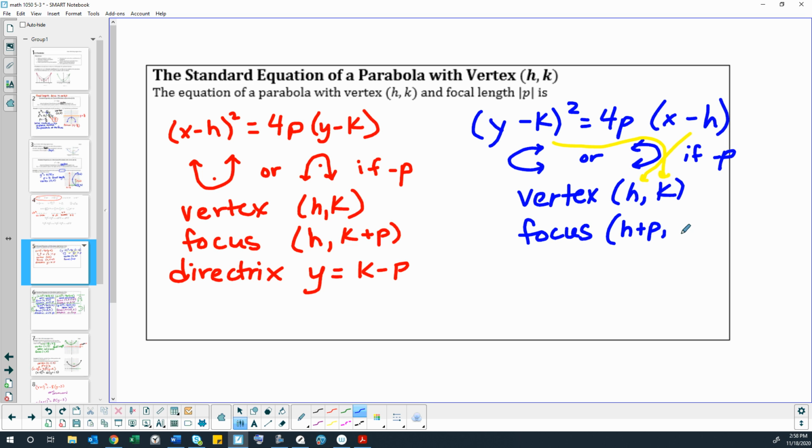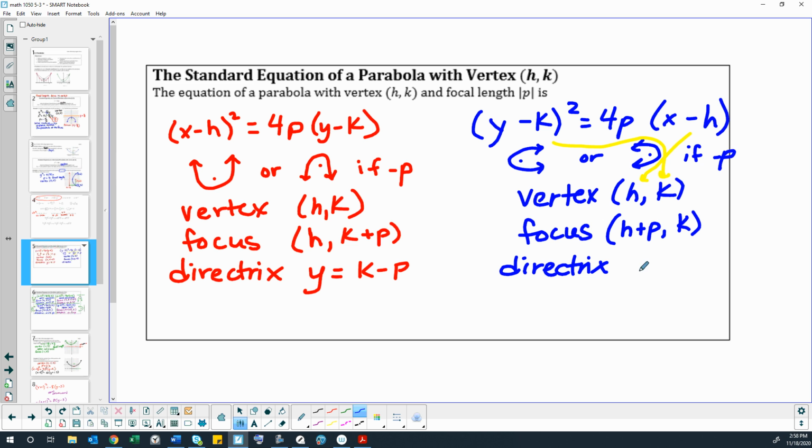So it would be h plus p and k if p is positive, so it's to the right of the vertex. And then the directrix, or if p was negative, then that would be a negative value, so it would move it to the left of the vertex.